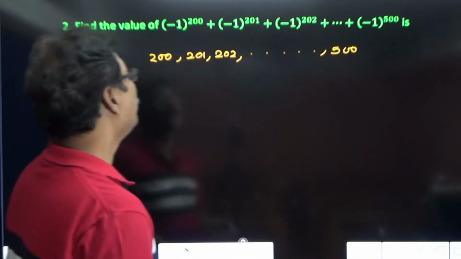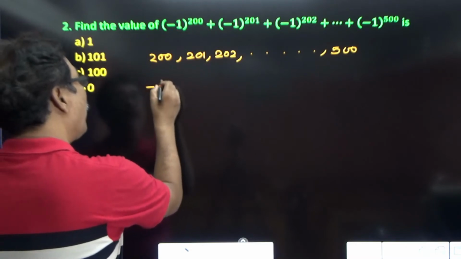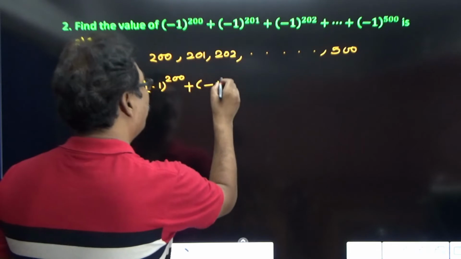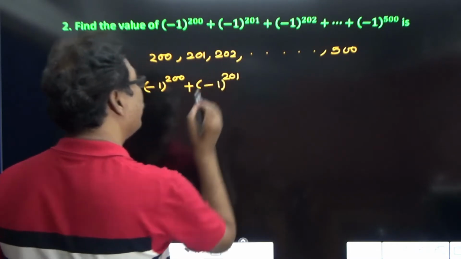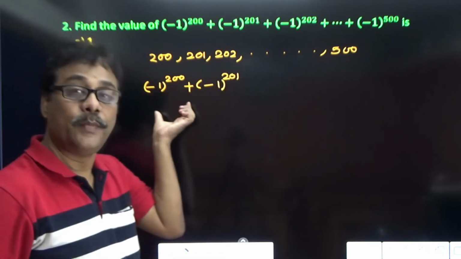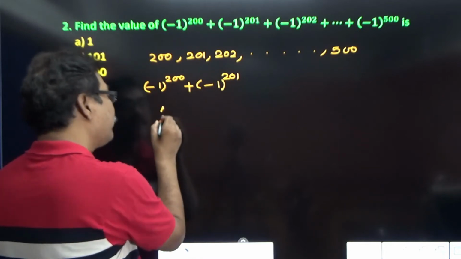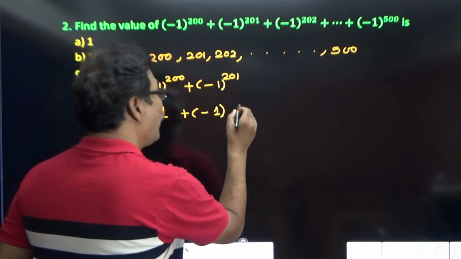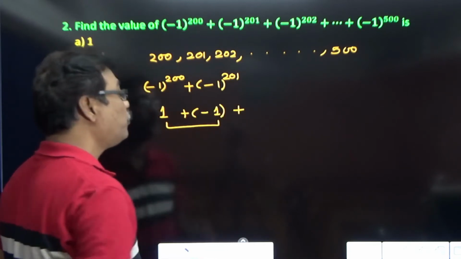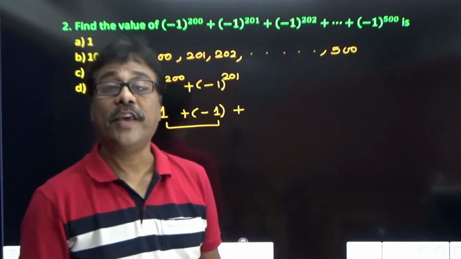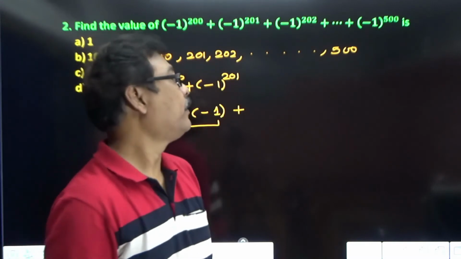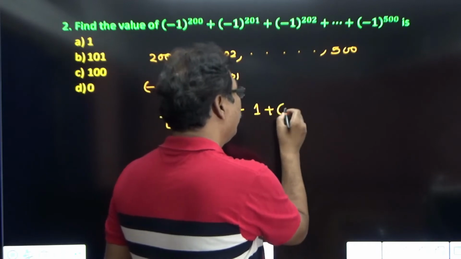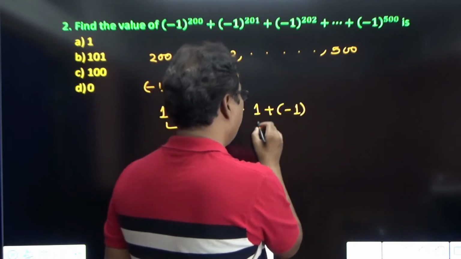So this is going to be minus 1 to the power 200 plus minus 1 to the power 201. If I write like this, this is giving me 1 and this is giving me minus 1. These are the first two terms. If I go for the next two terms, what will I get? This will be 1 again and minus 1. So 1 minus 1 once again.